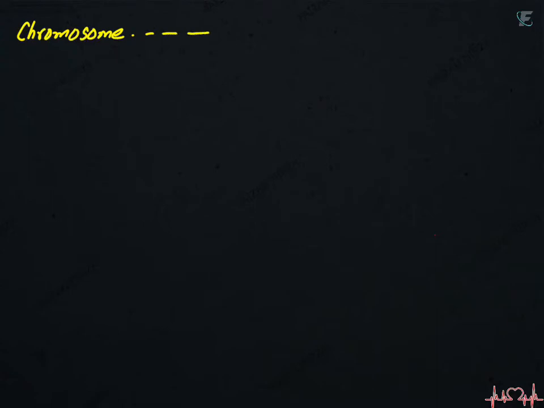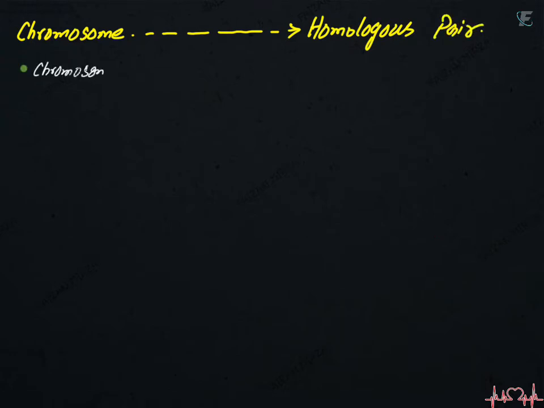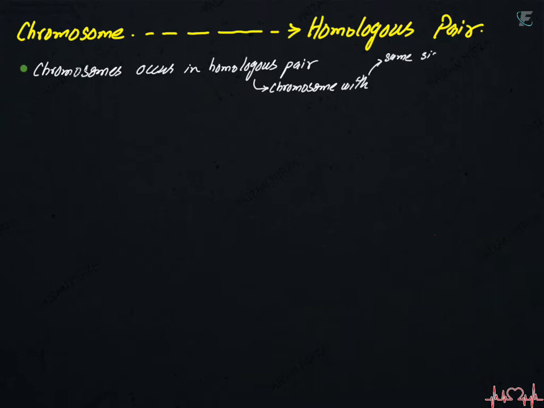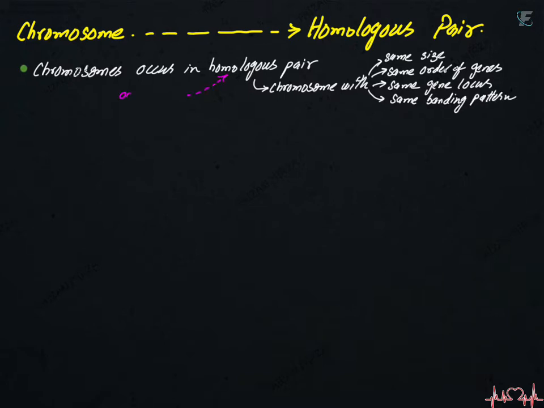The chromosomes are seen to be in homologous pairs because we are a product of sexual reproduction. What's a homologous pair? So let's align this concept now. Chromosomes occur in homologous pairs. Homologous means that the chromosomes will have the same size in the pair, the order of the genes will be the same, the number of genes will be the same, and the gene locus will also be the same. When you band them with a certain stain, they will give you the same banding pattern.